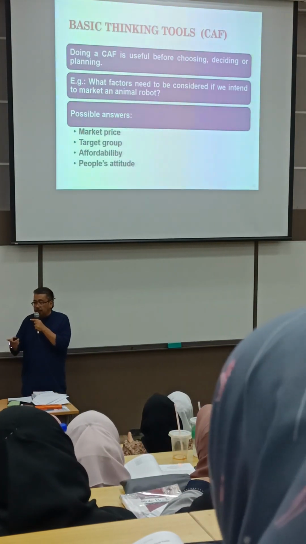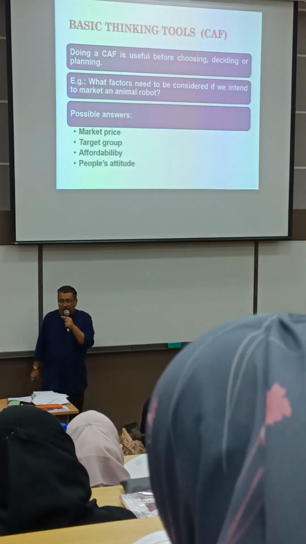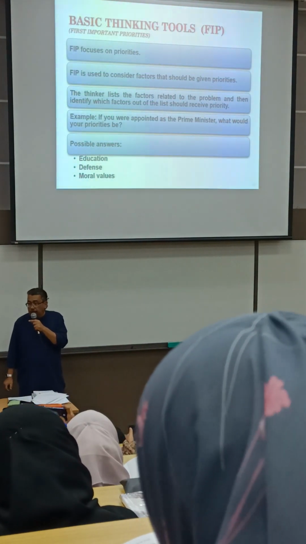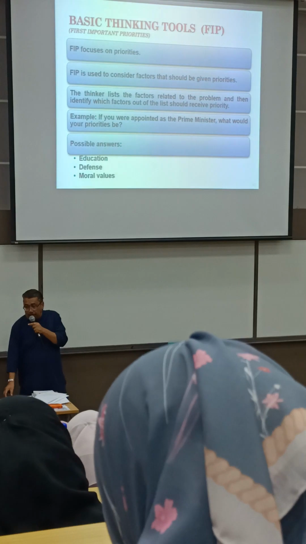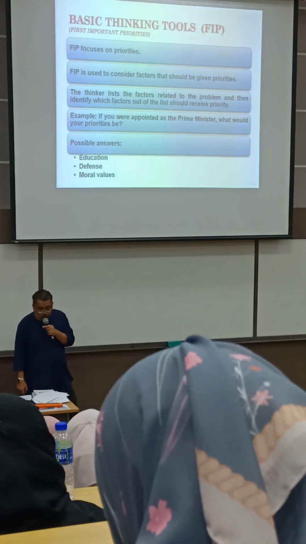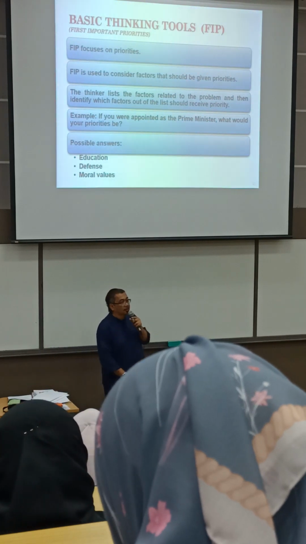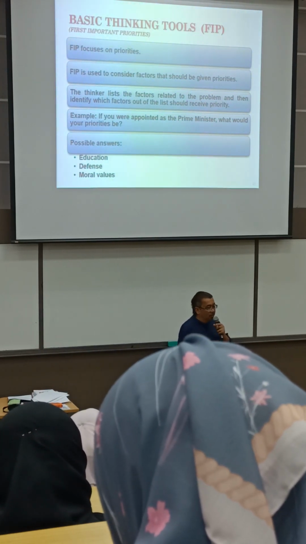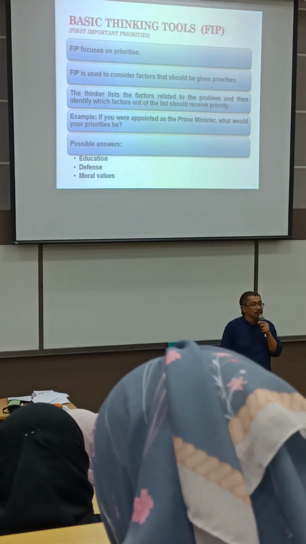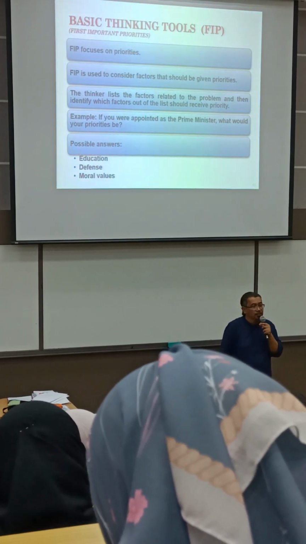The possible answer is about animal. Alright. Okay, the next one is about first important priority. I'll give you a simple example. What is a priority? The first example is about your personal finance. No need to go far, let's think about our own personal finance.